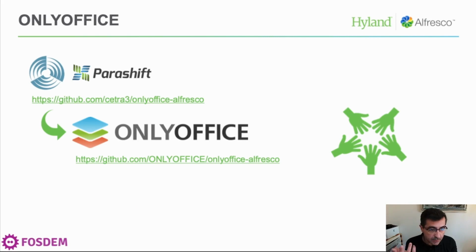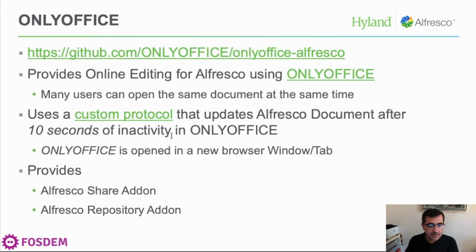If we move to the OnlyOffice integration, then we have another case of collaboration. So the initial integration was created by Setrat3. That user was working for Parashift. So they created the initial version, and then this was adopted by OnlyOffice itself on the GitHub account of OnlyOffice in order to promote and to improve this integration. So you have the project in the official GitHub account of OnlyOffice.